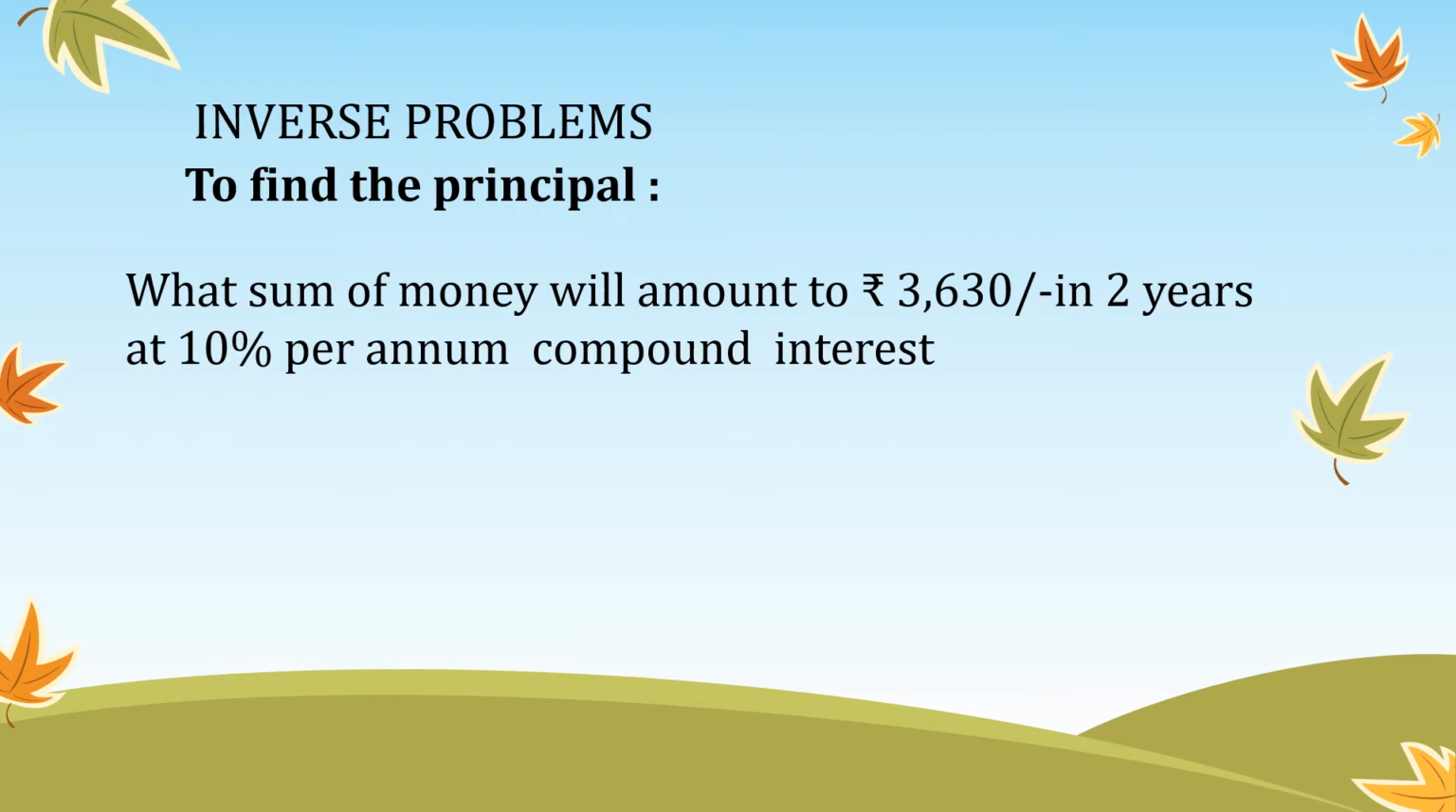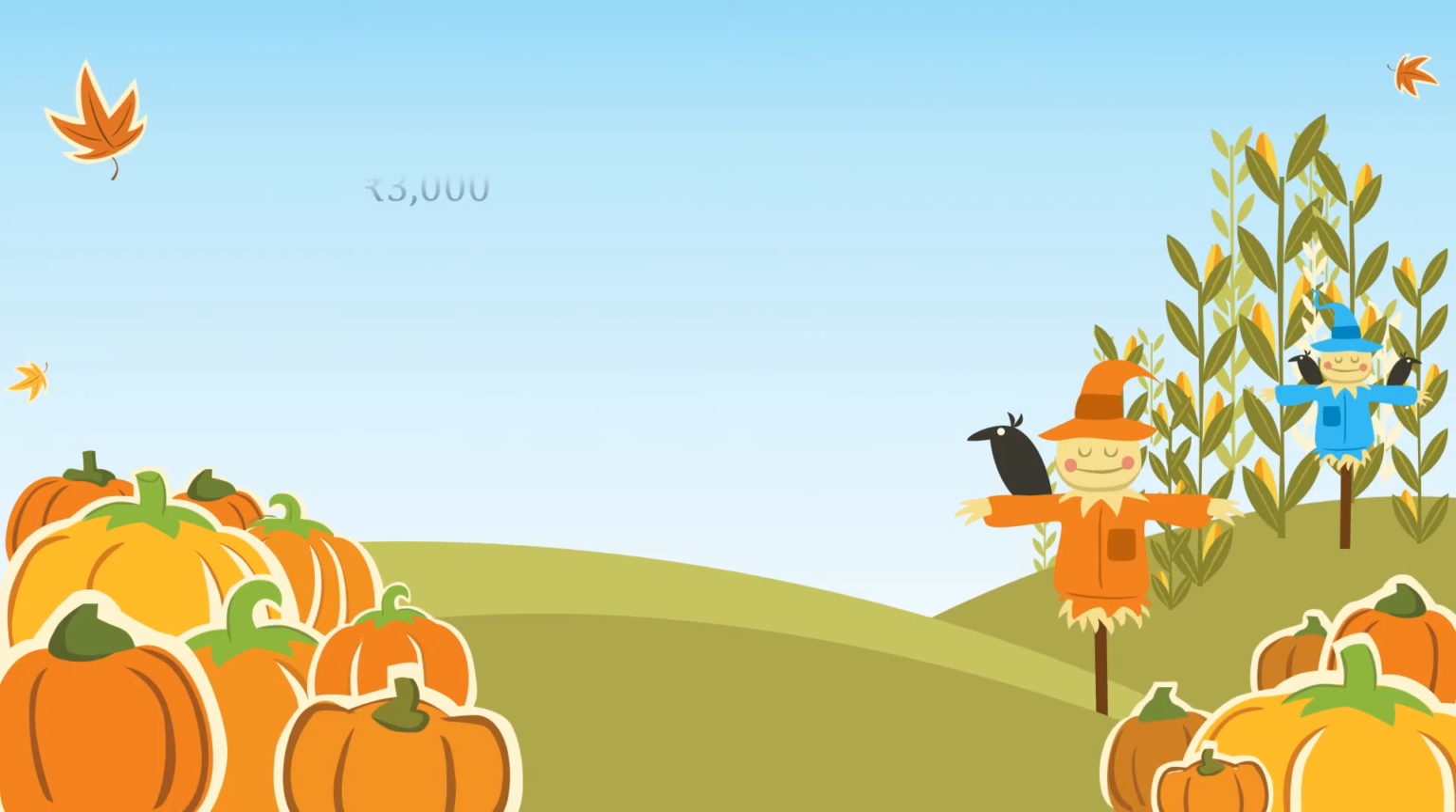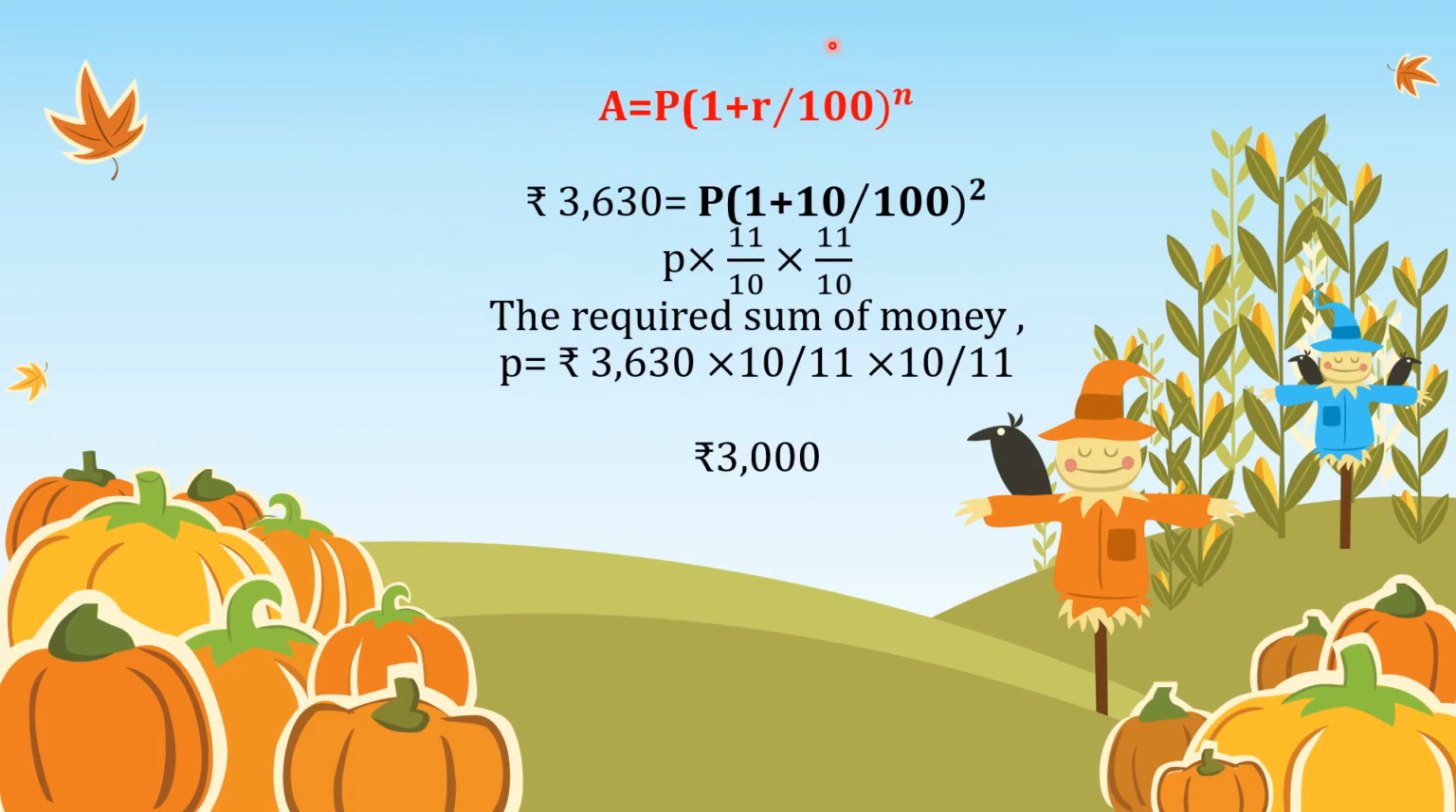Then find the principal. The formula is only this one. That is, A is given as 3,630. We will find P. P into (1 plus 10 by 100) whole square, which is equal to P into 11 by 10 into 11 by 10. Whole square means we will multiply 2 times.